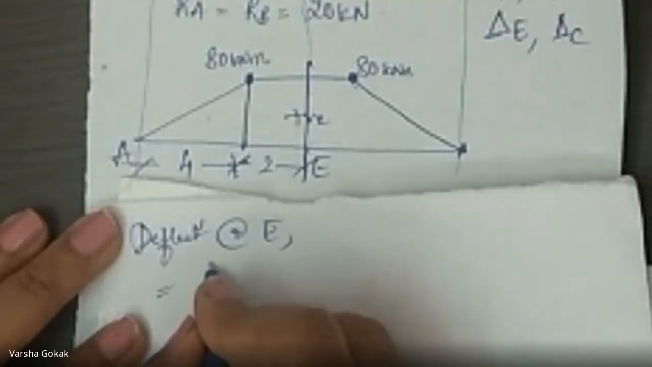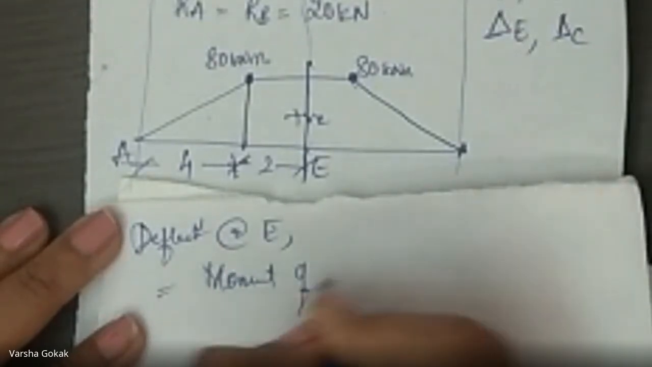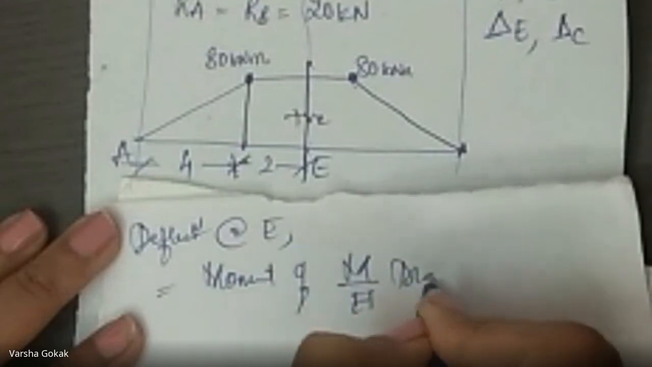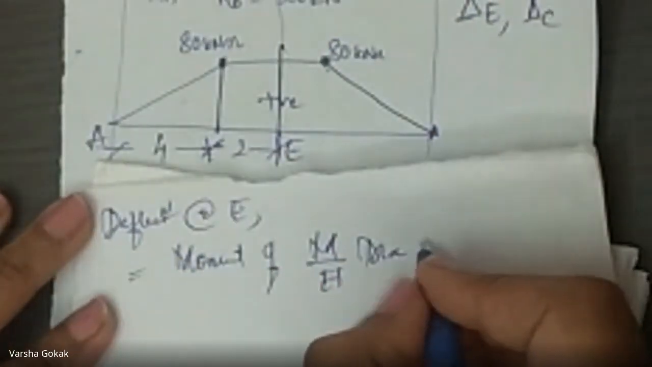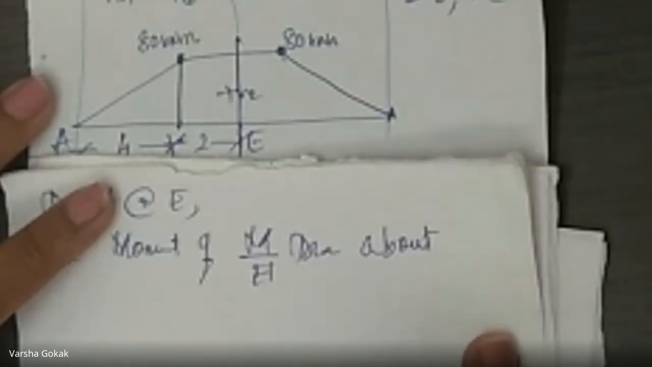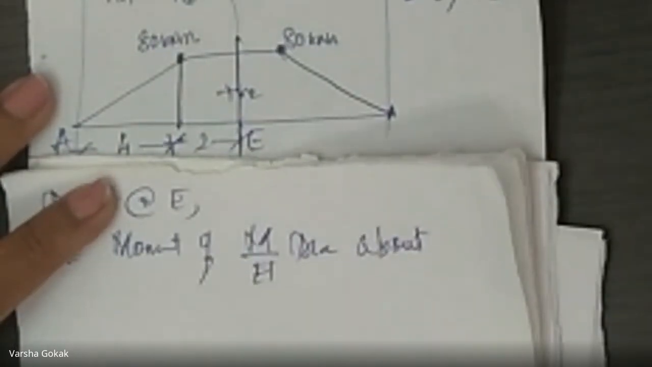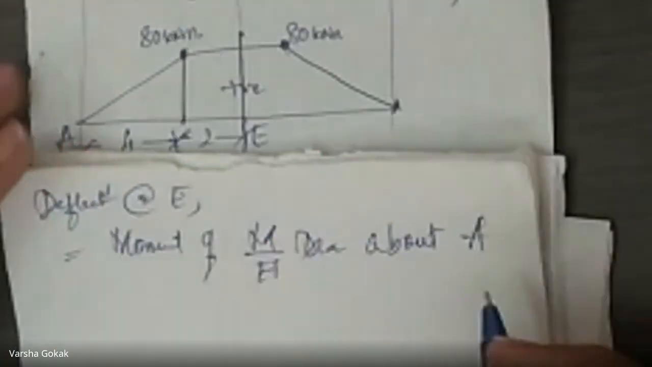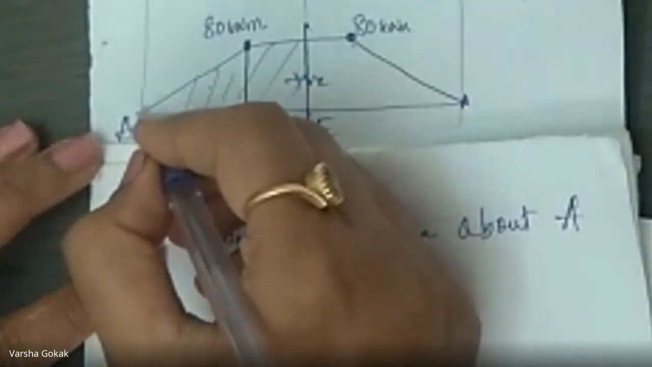So deflection at E, when I'm finding, I have to take the moment of M by EI diagram, right? Moment of M by EI diagram about what point? A or E? Yes, about point A, correct. Right, we will be taking moment about A. So look at this figure now, I want only these two and I have to take the moment over here.